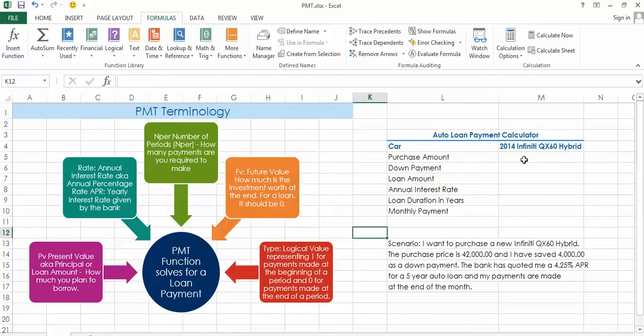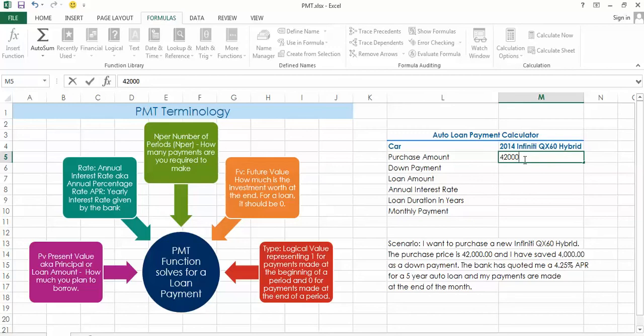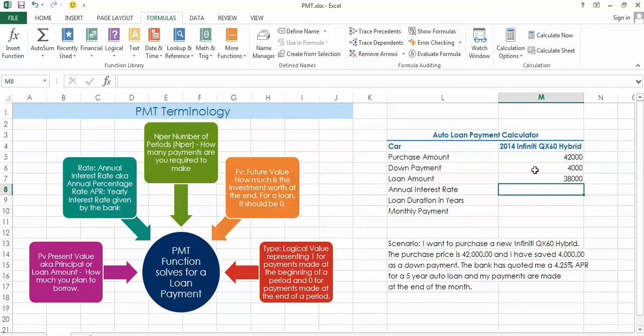So the first thing I'm going to do is go to cell M5, and I'm going to enter in the purchase amount of the vehicle, which is $42,000. And then the down payment is $4,000. So that means that the loan amount will be the difference between the purchase amount and the down payment. So I'm going to put a little formula in here to subtract the $4,000 from the $42,000, and it tells me that I'm trying to borrow $38,000.